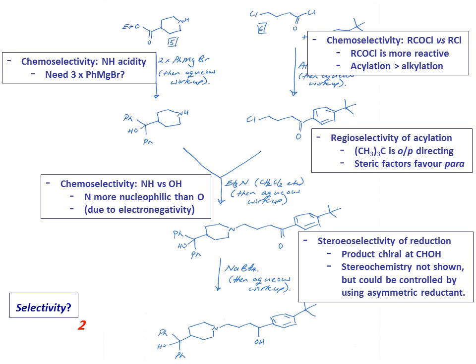Choose 2 of these, identify the selectivity that's involved, chemo, regio, stereo, and comment on it. So half a mark for identifying it, half a mark for an intelligent comment.